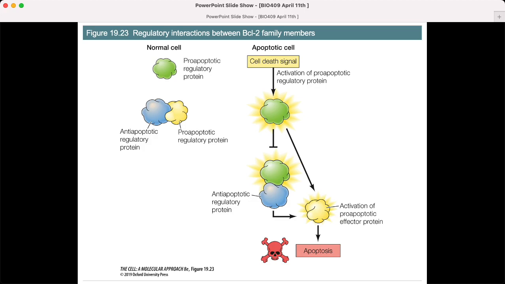No, it's not naming them. I don't know if the book ever names them. In the figure, it's just showing pro-apoptotic binding to an anti-apoptotic family member.